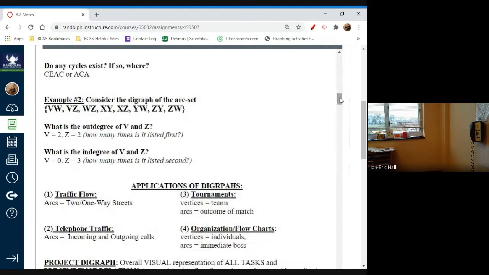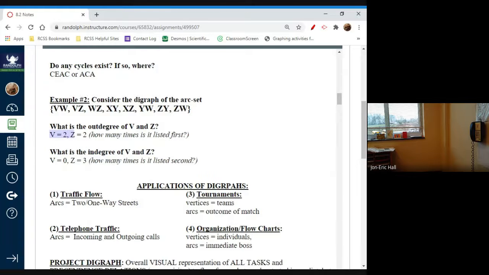All right. Example 2, consider the digraph of the arc set. So, without a graph, what is the out degree of V and Z? Without a graph, if I give you the arc set of a diagram, what is the out degree of V and Z? Well, how many times is it listed first? V is twice. Right, 1, 2. Z is listed 1, 2. So the out degree of both of them is 2.